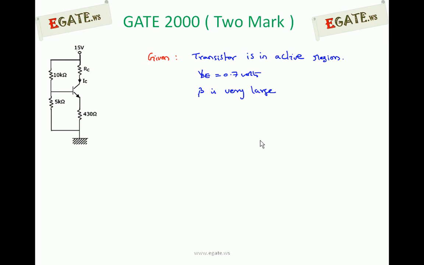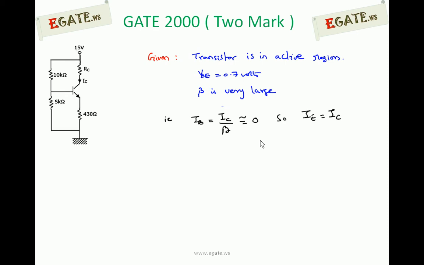Collector current is always equal to emitter current when beta is very large, because IB can be calculated as IC by beta. Beta is very large, so something divided by very large is nothing but very small. That very small can be neglected in this case. So IB is approximated as 0. Whenever IB is equal to 0, emitter current is nothing but collector current, because IE is equal to IC plus IB, and IB is 0, so IE becomes IC. Now, to calculate IC, if we calculate IE, that is sufficient.